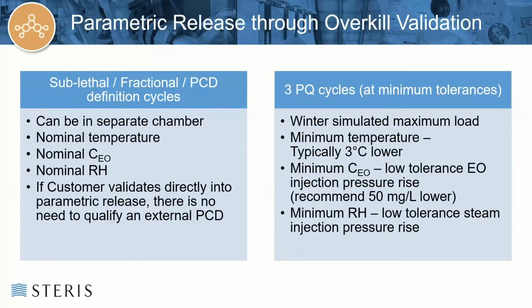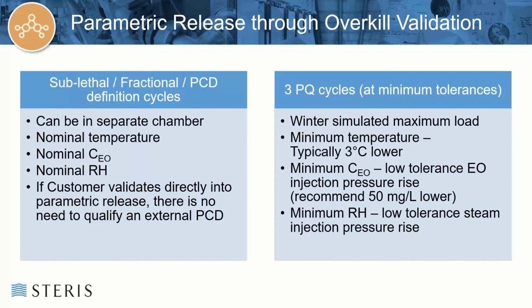Now, if we take a look at parametric release through the overkill validation, your sublethal cycle can be done in a separate chamber. You'll be looking at your nominal temperature, concentration, and RH. One important fact to note is that if you're directly validating into parametric release, there's no need to qualify an external PCD. And thus you can reduce the overkill that you might be experiencing through your validation.